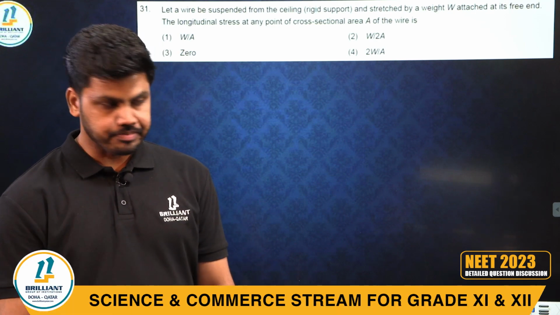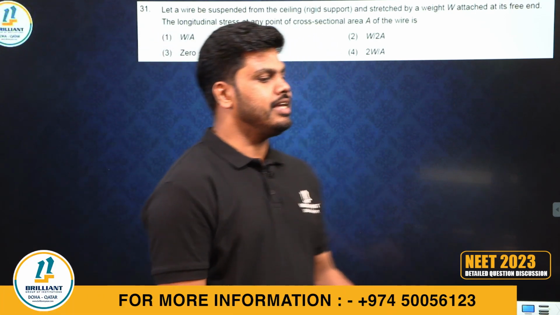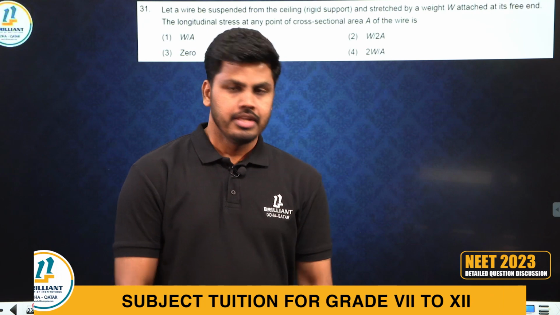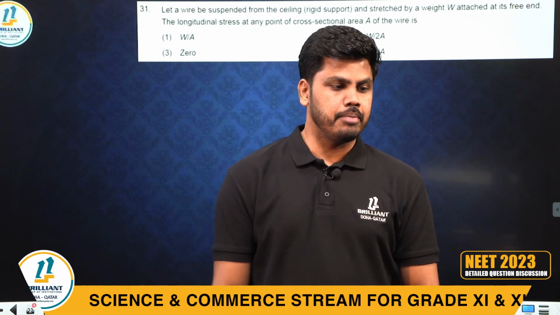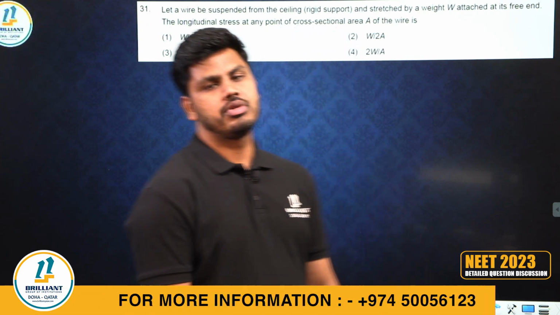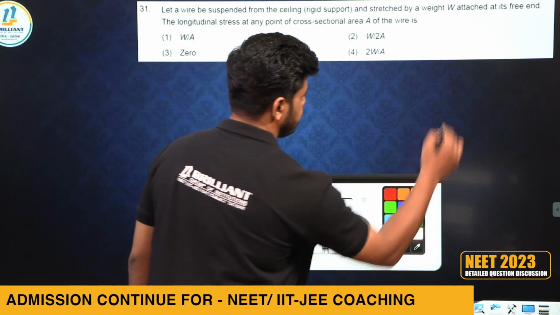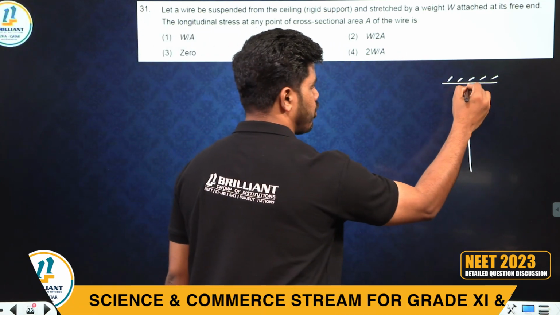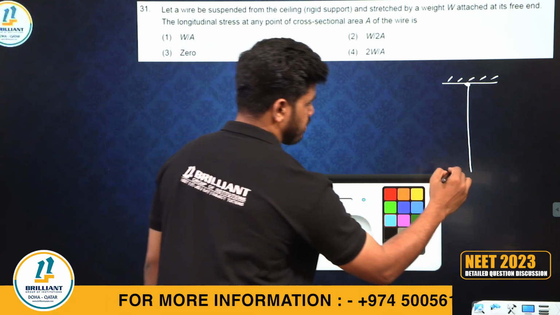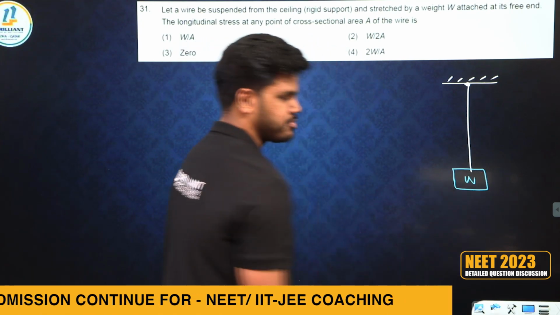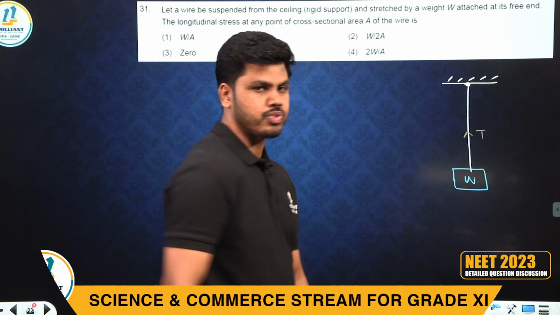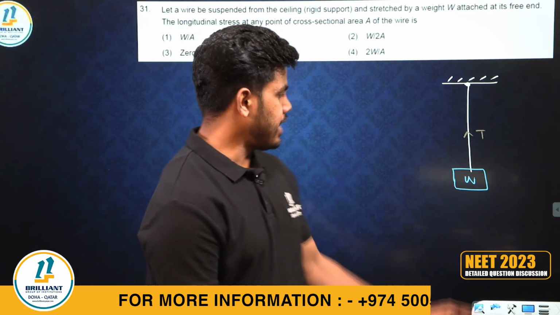Now question number 31. Let a wire be suspended from the ceiling from a rigid support and stretched by a weight W attached at its free end. The longitudinal stress at any point of cross-sectional area of the wire. See, again, a straight, simple question. When you suspend a wire freely from a rigid support and suspend a weight at its end, W is the weight suspended. In equilibrium, that weight will be balanced by the tensional force in the string. There will be a stretching force, right? That tensional force will be equal to the weight suspended in equilibrium.